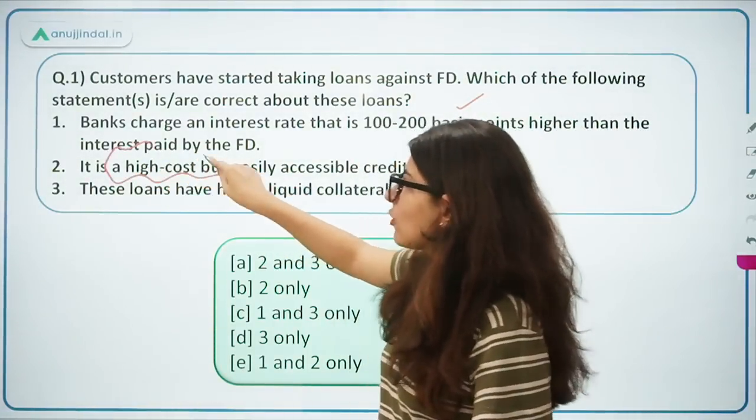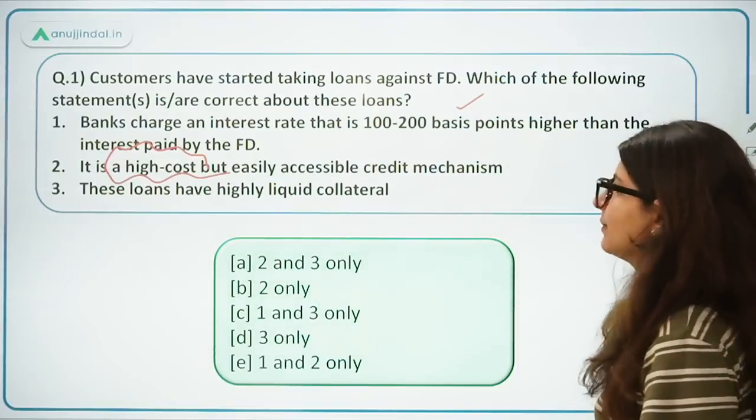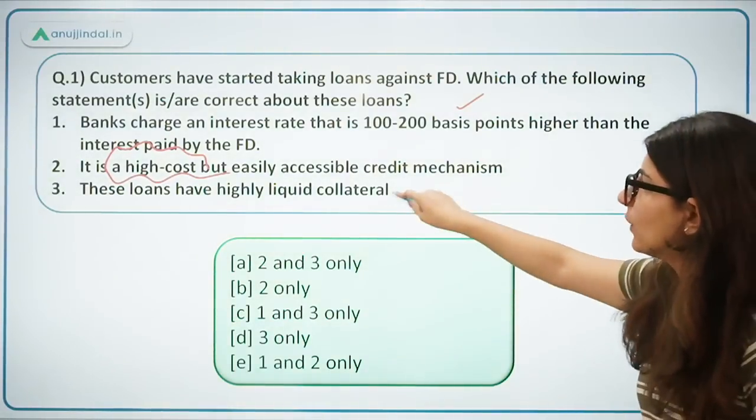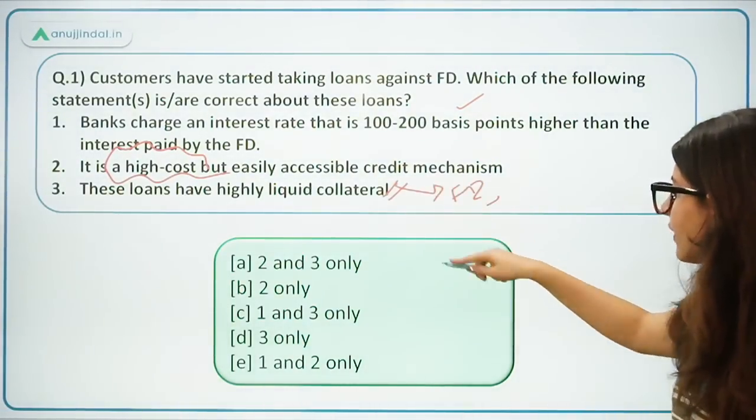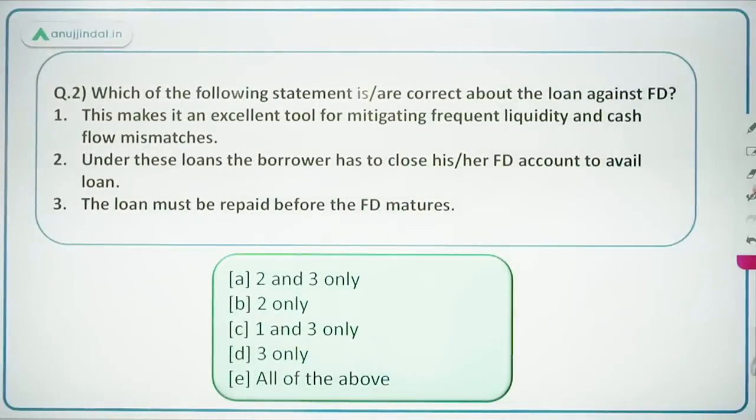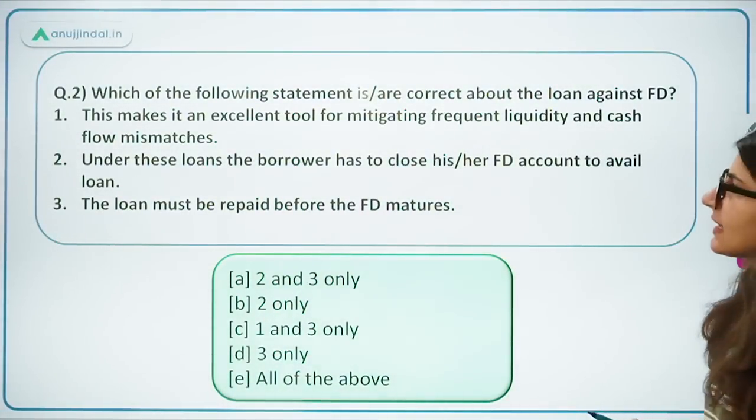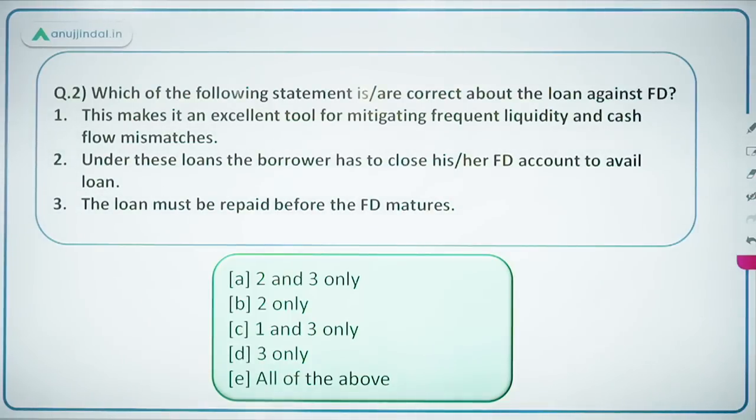It is not a high cost, it is a low cost and easily accessible mechanism. These loans have high liquid collateral. This liquid collateral is the fixed deposit itself. Which of the following statement is correct about the loan against FD? This makes it an excellent tool for mitigating frequent liquidity and cash flow mismatches. This is correct.